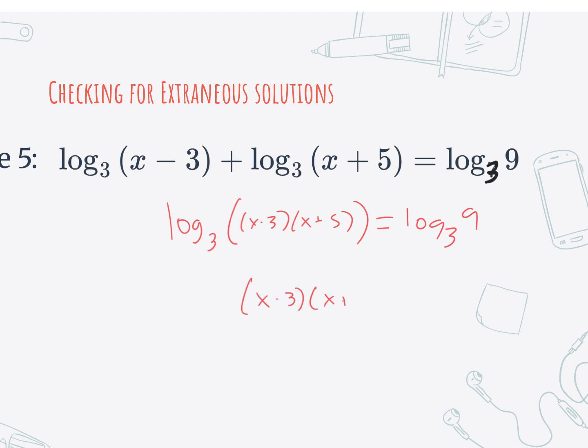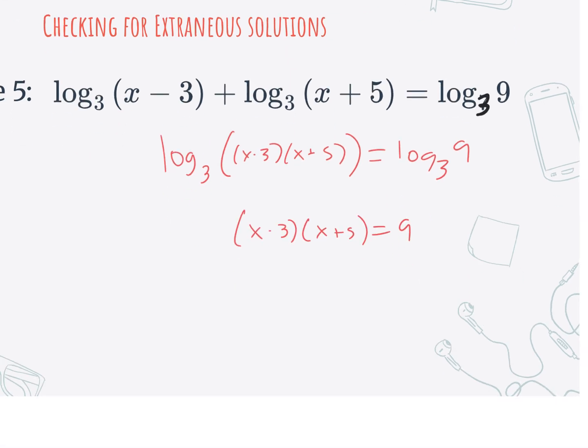So I've got x minus 3 times x plus 5 is equal to 9. Now I've got to solve for x. So I'm going to FOIL this. x times x is x squared. Negative 3 times x is negative 3x. 5 times x is 5x. Negative 3 times 5 is negative 15. That's equal to 9. Do a quick simplifying step by combining like terms on the left-hand side. Negative 3x plus 5x is positive 2x. Now I'm going to subtract 9 from both sides. So I get x squared plus 2x minus 24 is equal to 0.